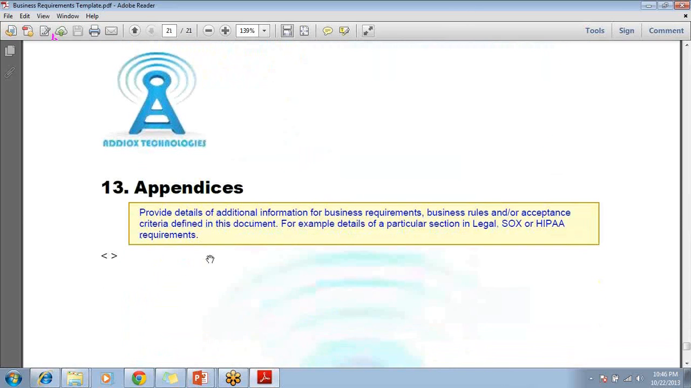Appendix: for any reference document, anything you want to showcase in the document, you make a reference point to the appendix and then keep putting the details over there in the appendix. That's what it is. Now raise your question for me.